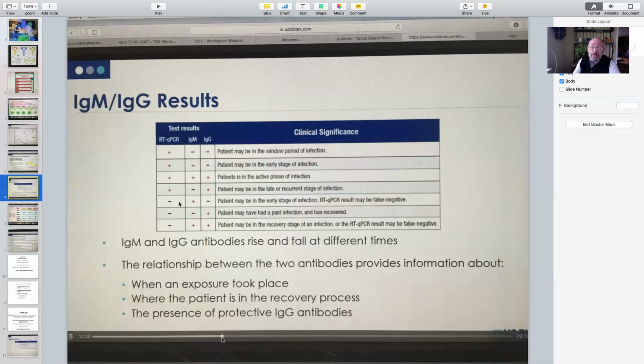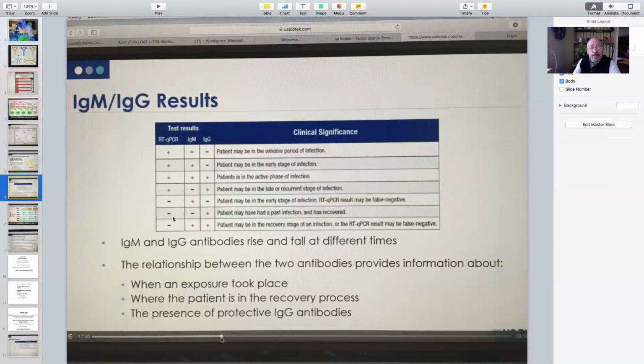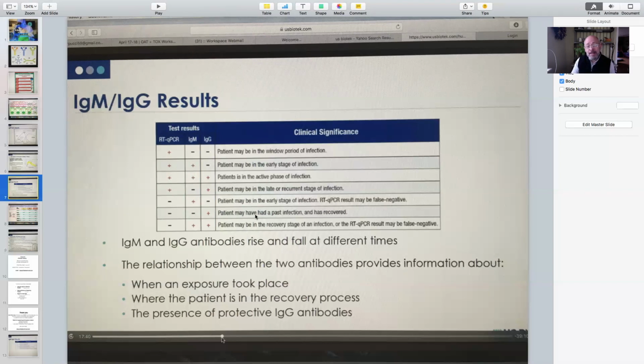But let's say the person didn't have a PCR test, and this comes back positive and negative. Well, we may be still suspect that the person is in the early stage without the PCR testing. Now, no PCR testing, and the IgM is negative, but the IgG is positive. Patient may have had a past infection and has now recovered.